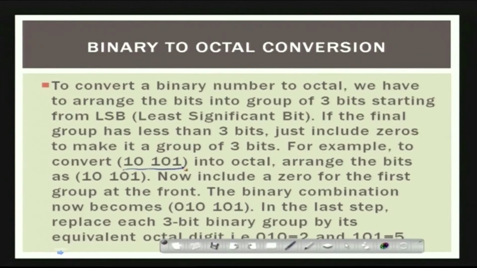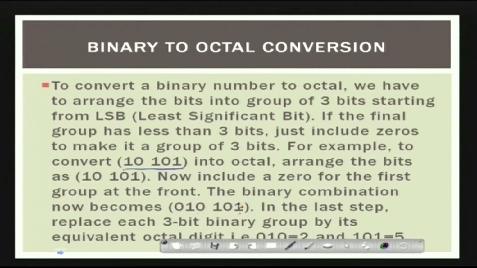10101, what happens is this 101 is already a 3 bit binary number. So, I need not do anything with it, but this 10 is not a 3 bit binary number. So, I can add a 0 to the front of it as it is shown here. So it becomes a 3 bit binary number, and this is also a 3 bit binary number. So, it is okay now.